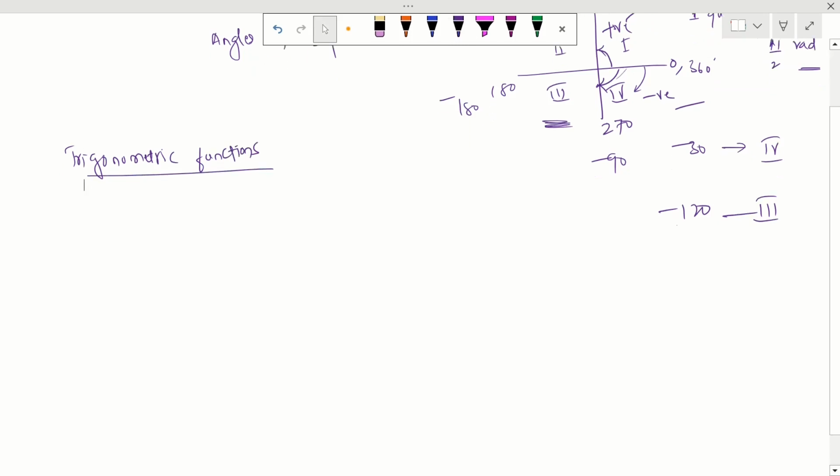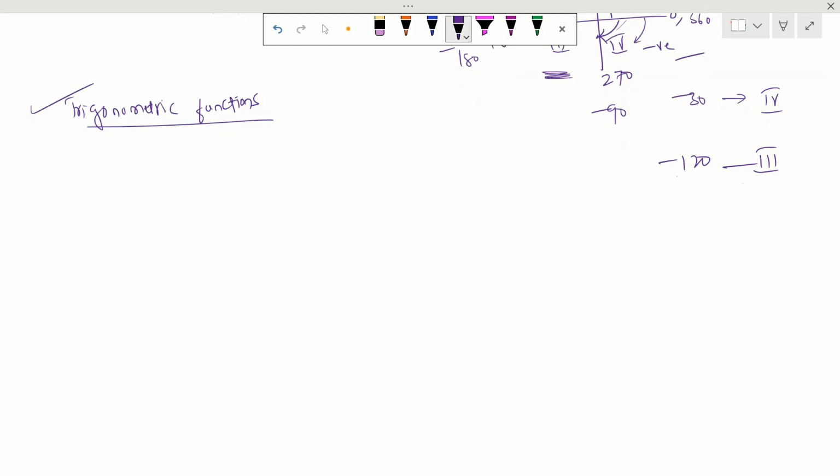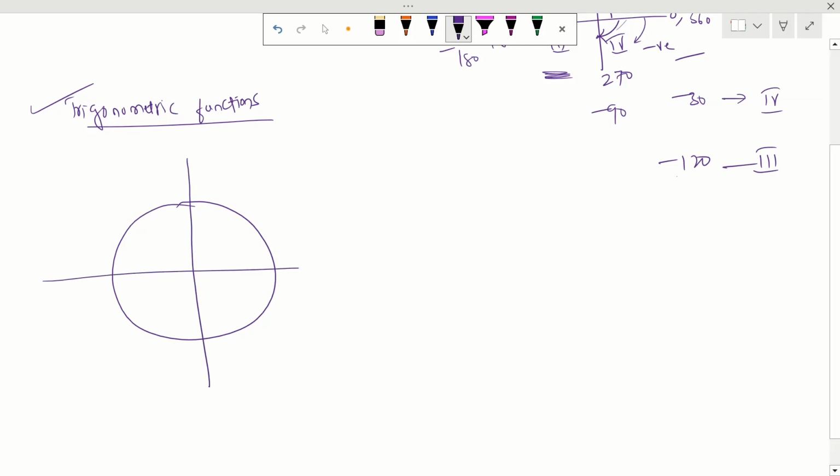The concept of trigonometric functions is derived from the radian concept. We know about the radian concept, right? Suppose this is a circle. The circle has unit radius, that is, the circle of radius 1 unit. That is the radian concept. And the circumference is 2 pi r. The value of r is 1 unit, so it is 2 pi.